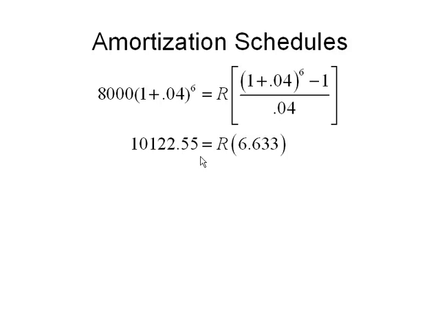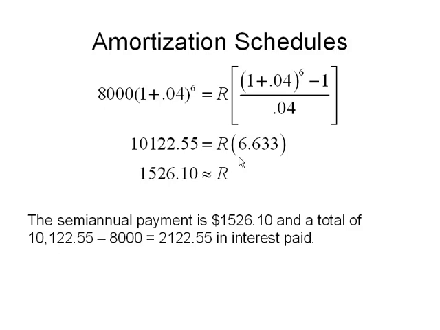So I'll take the quantity 10,122.55 and divide it by 6.633 to get the payment. So my semi-annual payment is going to be $1,526.10. I've rounded up on these things because if I don't round up, there's a possibility that at the end of the term, I may not actually have paid off the entire loan.